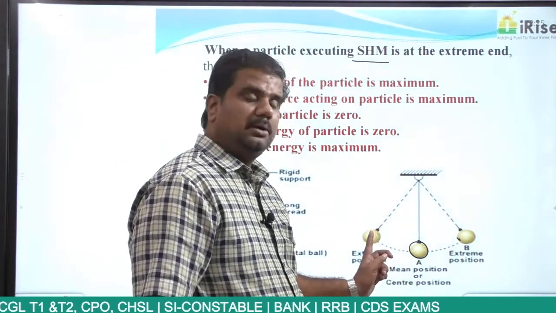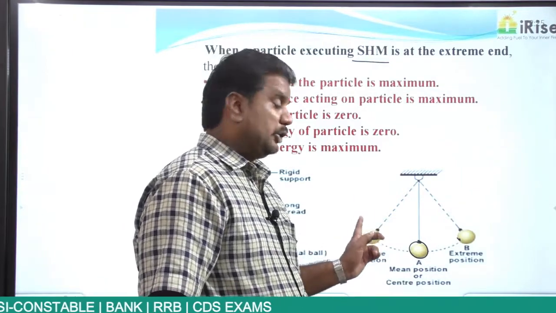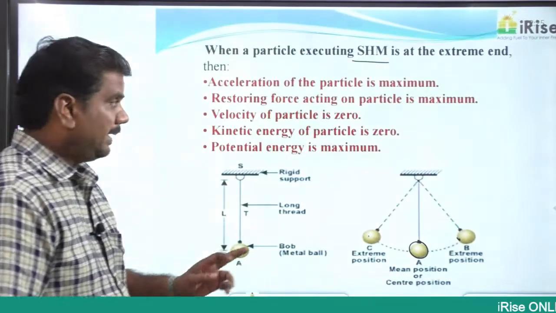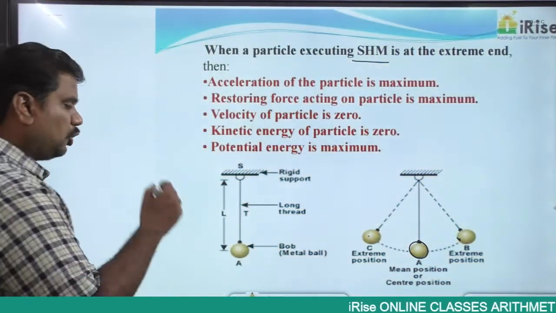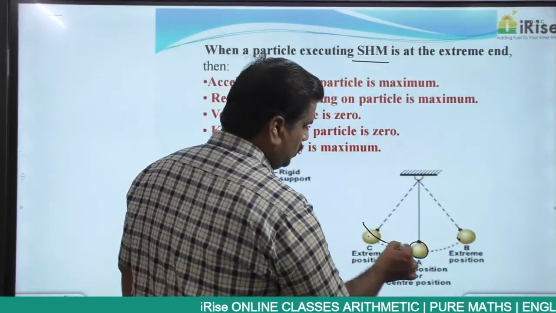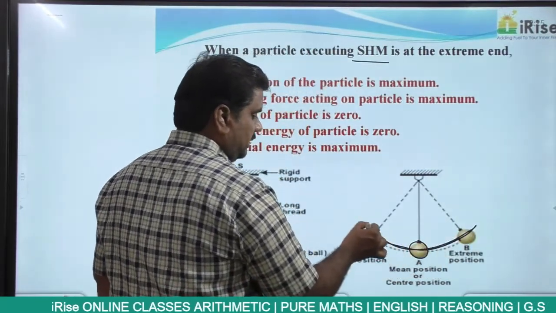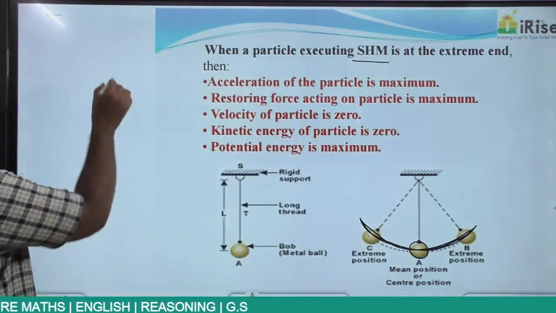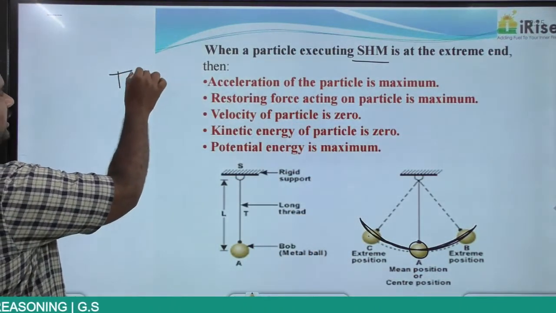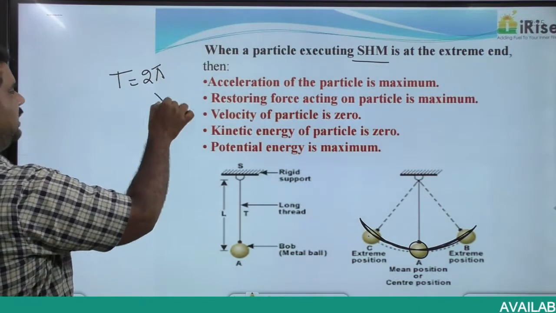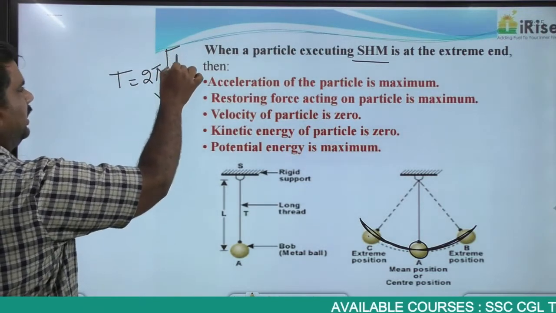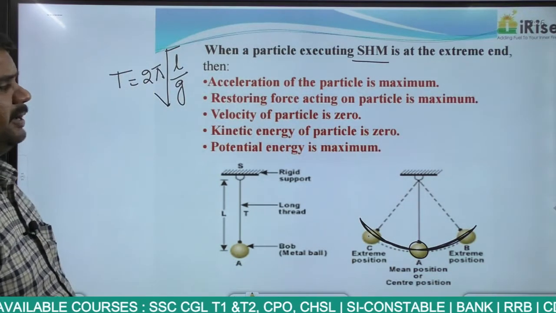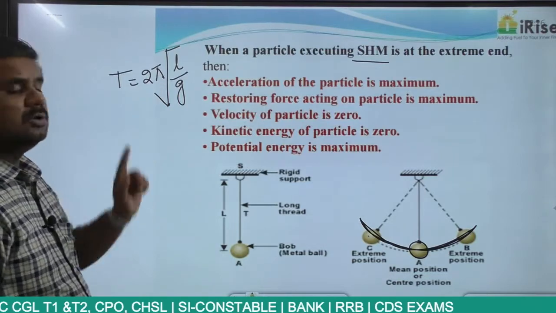At the extreme point, potential energy is maximum. At the mean point, kinetic energy is maximum. The time taken to complete one complete oscillation, one to and fro motion, is what you call the time period. The time period of a simple pendulum is given by T equal to 2 pi into under root L by g. T equal to 2 pi root L by g.